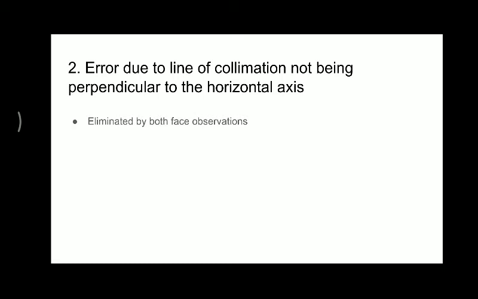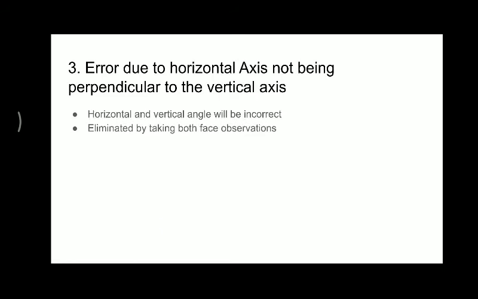Next one is the error due to the line of collimation not being perpendicular to the horizontal axis. In this case, this error can be eliminated by taking both face observation, both face left and face right observation.